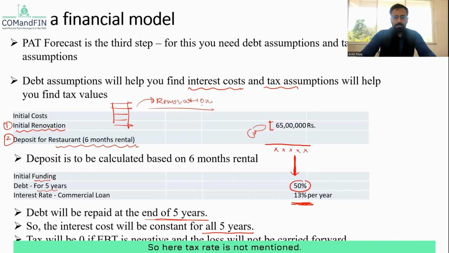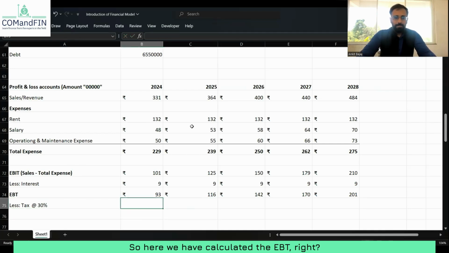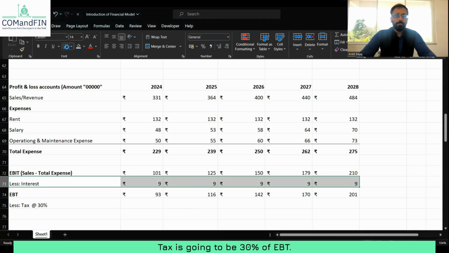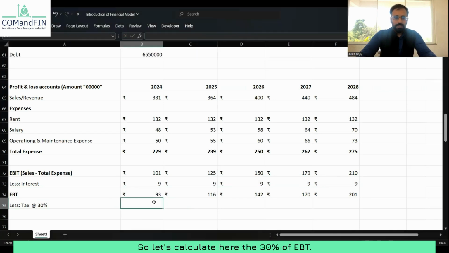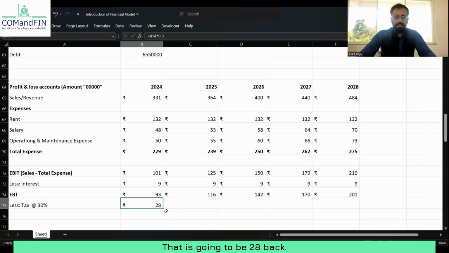Here the tax rate is not mentioned, so we will take a 30% tax rate. We will assume that the company has to pay 30% tax. So here we have calculated the EBT, and now we have to adjust the tax amount. Tax is going to be 30% of EBT, that is 93 into 30%, which is 28 lakh. And we can drag this value into the other cells.